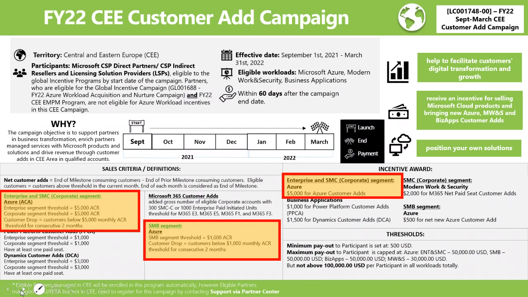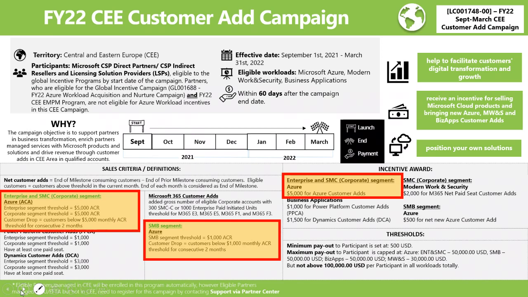It covers 3 workloads: Azure, BizApps, and modern work and security, but let's focus on Azure only today. The campaign is effective from September 1st, 2021 till March 31st, 2022, and it is designed for LSPs, for CSP direct partners, and for CSP indirect resellers.